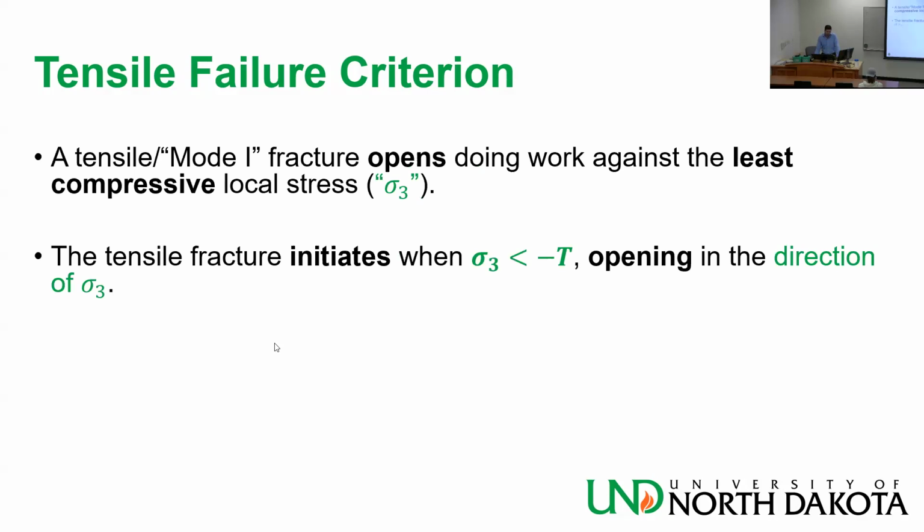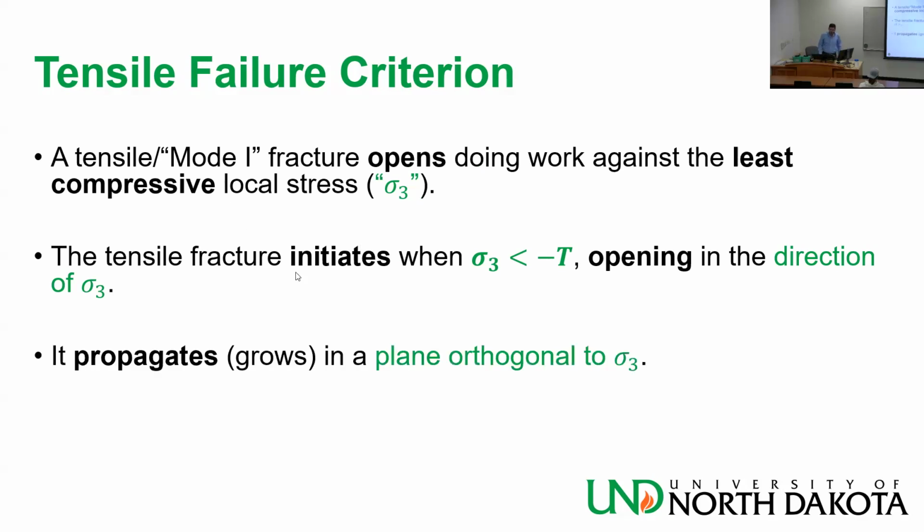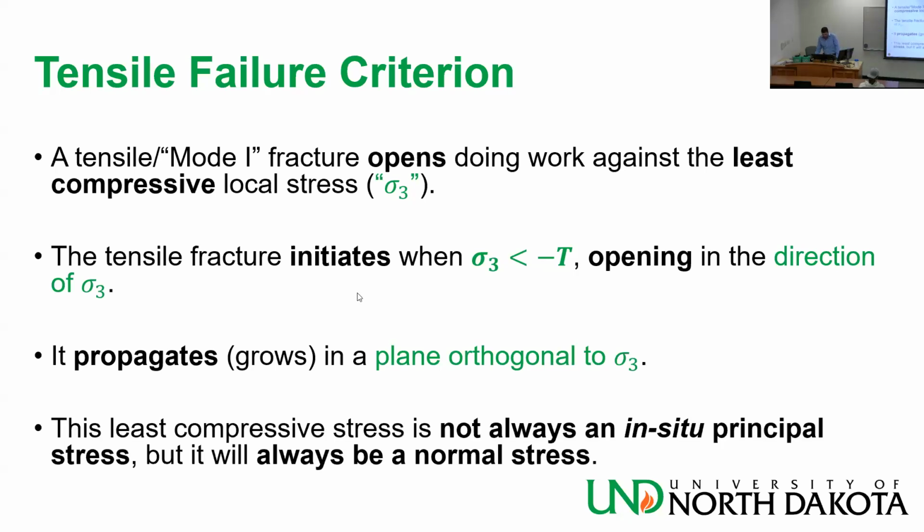Okay, we have T. How do we input it into our equations now that we have T? Remember, this is the tensile failure criterion. And we know that mode 1 fractures propagate in a plane orthogonal to sigma 3. This least compressive stress is not always an in situ principal stress, but it will always have to be a normal stress because of the nature of the fracture, the way it opens. It won't be a shear stress, okay?